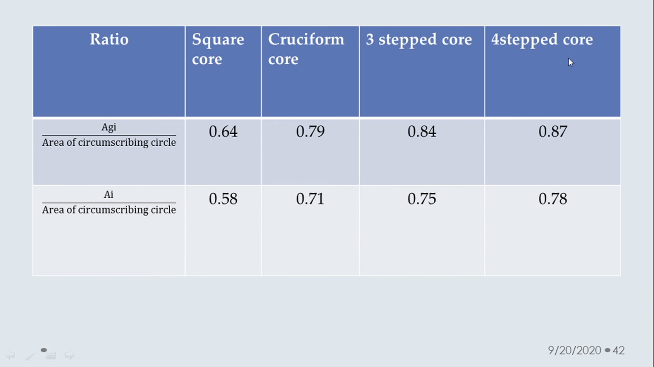If it is a four-stepped core, if you still increase the number of steps, it will be 0.87 and 0.78. From this table we can conclude that as the number of steps increases in the core of the transformer, the area utilization of the cores increases. Okay, so this is a very important derivation for the square core and cruciform core. Net core area utilization and gross core area utilization are important from the examination point of view. So we'll stop here. Thank you.